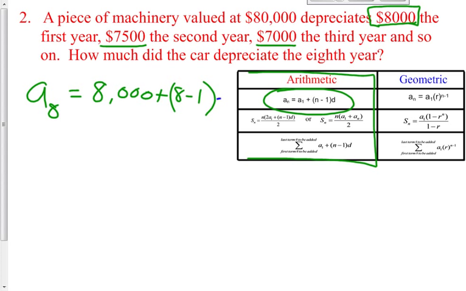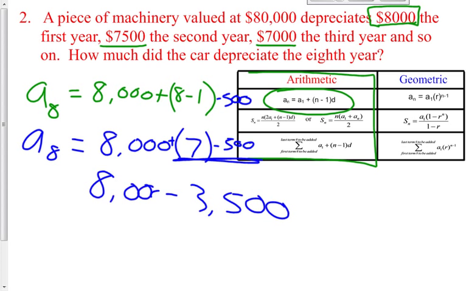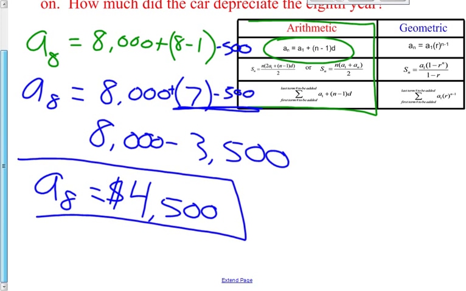And the common difference is a negative $500. Okay, so now we're going to have A sub 8 equals 8,000 plus 7 times a negative 500. So now we get a negative 3,500 when I multiply these two together. 8,000 minus that. So how much did it depreciate on the eighth year? It will have depreciated, in just that particular year, $4,500. Okay, the next one takes some thinking, so get ready for the next one.